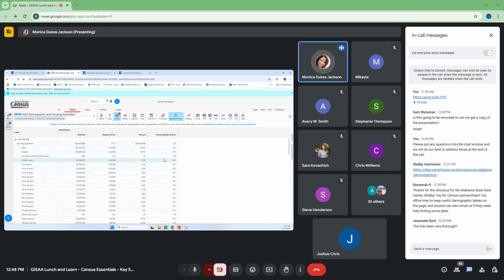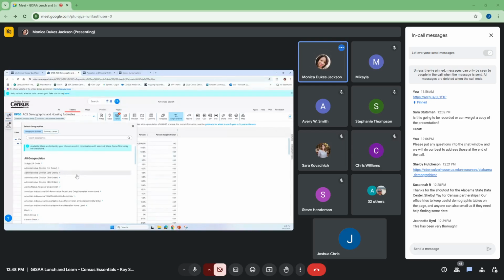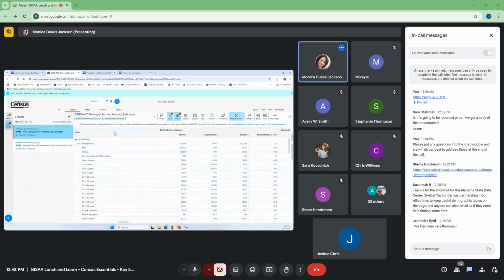Now, this tool also allows you to look at maps. In order for a map to visually show you information in a way that makes sense, you want to have more than one geography. So what I'll do is change my geography level here by clicking geos. You can also do that here where we started under topics. Because I'm already here, I'm going to change it to county so that I can look at all of the counties in Alabama, looking at that same table.